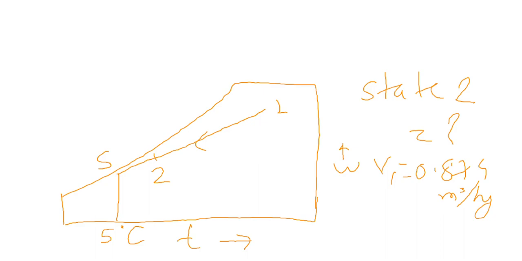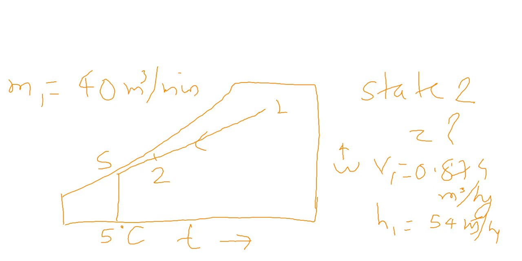And you can also find the value of H1 from the psychrometric chart, which comes to be around 54, and its unit is kilojoules per kg. So you know the specific volume at state 1 and the enthalpy at state 1, and you can easily find the mass flow rate, which is the same at state 1 and state 2 by mass balance. It is equal to 40 meter cube per minute upon the specific volume 0.874. So this is how you find the mass flow rate.